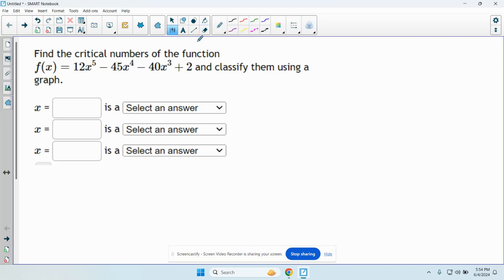Okay, so this just says to find the critical numbers of this function, and we're going to classify them using a graph. If we want, we don't need the graph, but since they want us to use a graph, it's just easier to do it that way. You can find the critical numbers because by definition, those are just the numbers that set the derivative equal to 0. So the first thing I'll do is figure out what the derivative of this thing is.